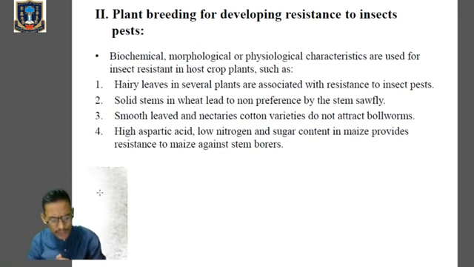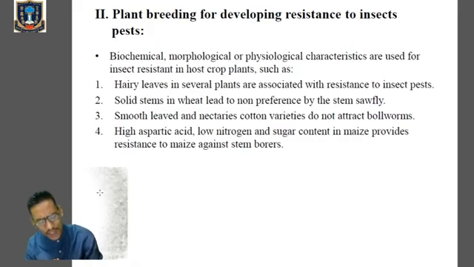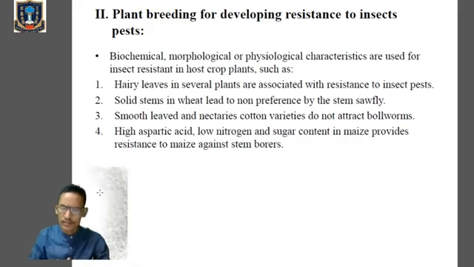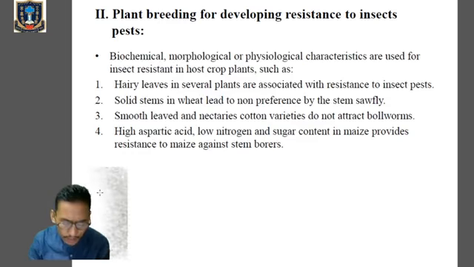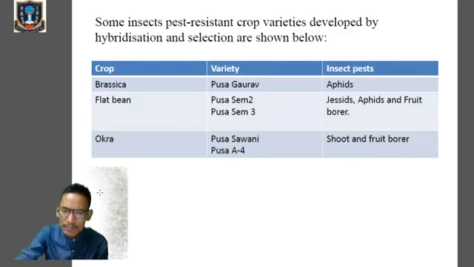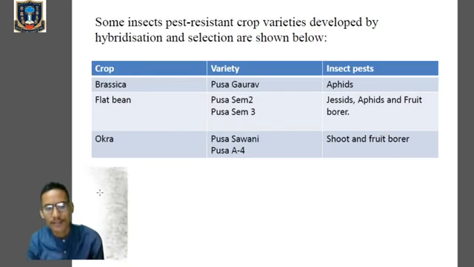So methods of breeding for insect pest resistance involve the same steps as those for any other traits such as yield or quality, as discussed earlier. Okay, so resistant genes are made available from the cultivated varieties, germplasm collections of the crop, or from the wild varieties. So some insect pest resistant crop varieties developed by hybridizations and selections are as follows.